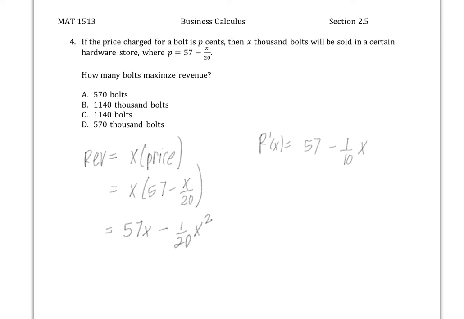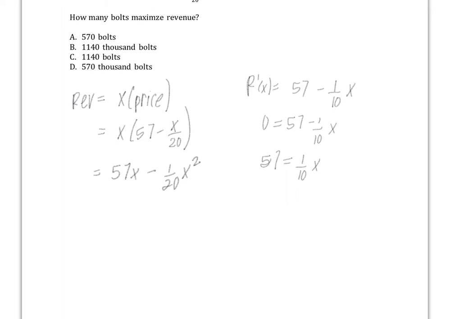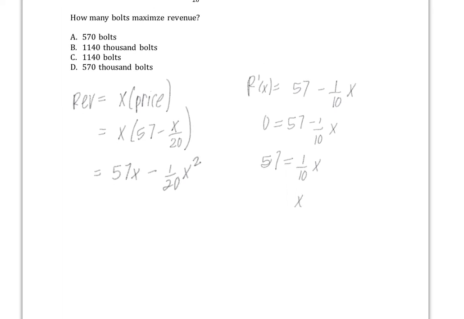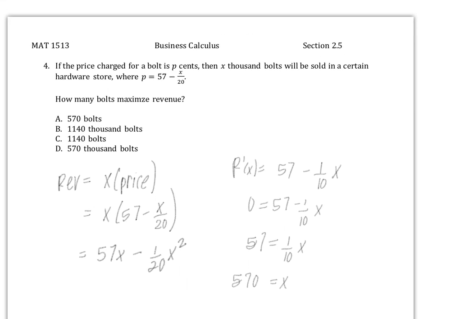Anyway, setting this equal to 0, we get an x of 570. So let's read the question. How many bolts will give us the maximum revenue? 570.